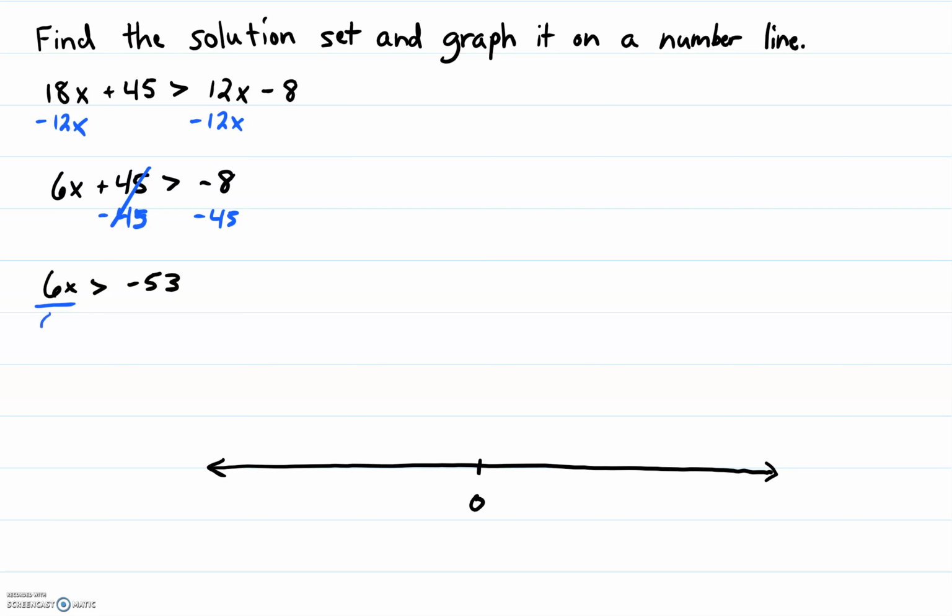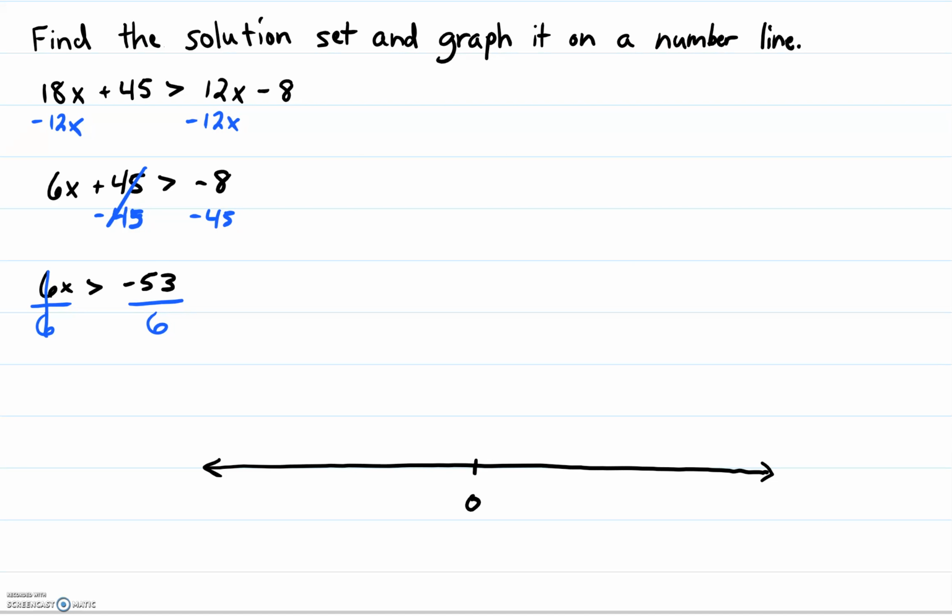Now we're dividing by a positive number here, so we are not going to switch the inequality like we would if it were a negative number. But that's the only thing you would want to keep up with in a problem like this. If you did divide or multiply by a negative number, you have to switch the inequality. So this time we don't, and we're going to have x is bigger than negative 53 over 6.